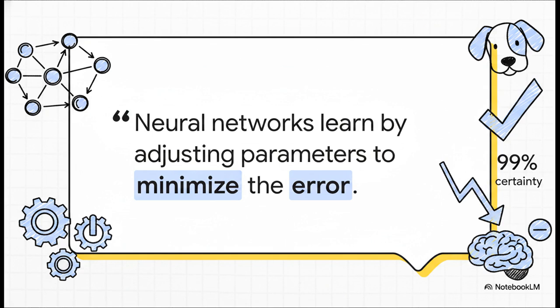It is truly amazing when you think about it. It's just a relentless, high-speed process of guessing, checking the answer key, sending the error backward, and tweaking millions of tiny mathematical knobs over and over, until the machine can look at a photo it has never ever seen before and say, with 99% certainty, yep, that is for sure a dog.